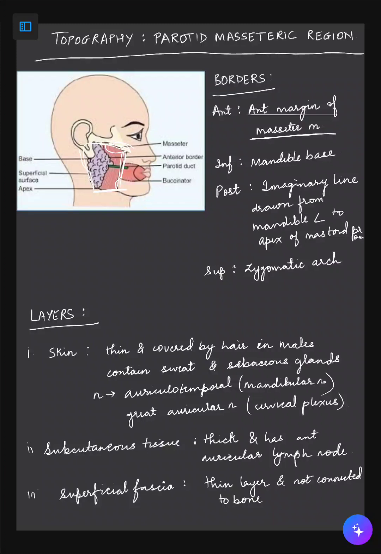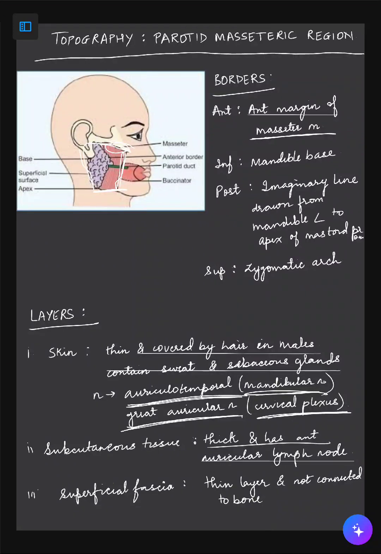Now, the layers of this region. Skin is very thin, covered by hair in males, and contains sweat and sebaceous glands. Now the nerves are the auriculotemporal nerve, which is from the mandibular nerve, and the greater auricular nerve, which is from the cervical plexus. Next is subcutaneous tissue. Subcutaneous tissue is thick and has the anterior auricular lymph node. Superficial fascia is thin and it is not connected to any bone.